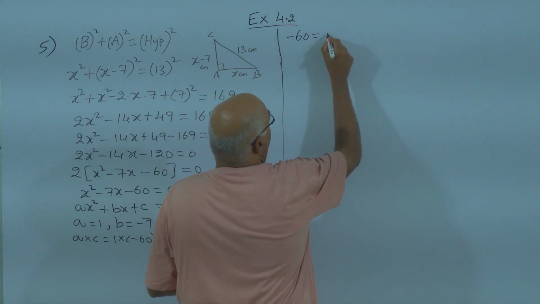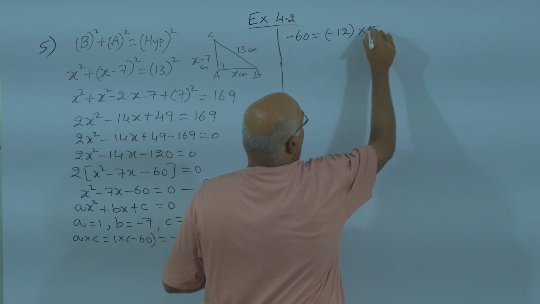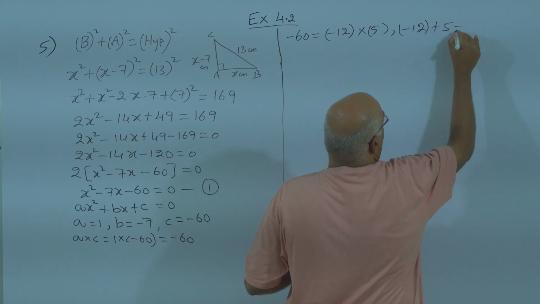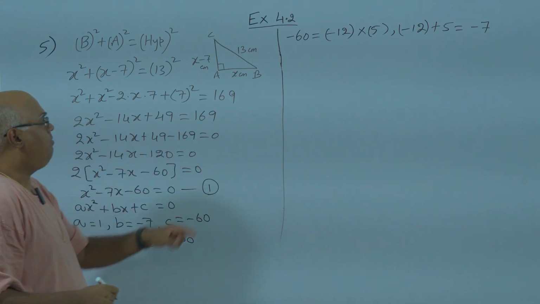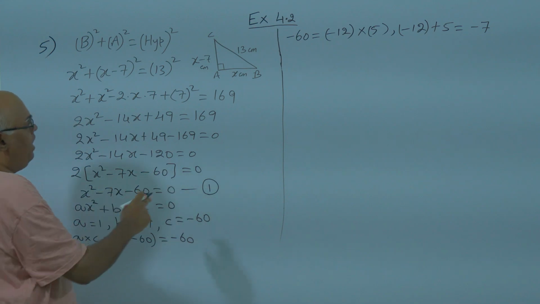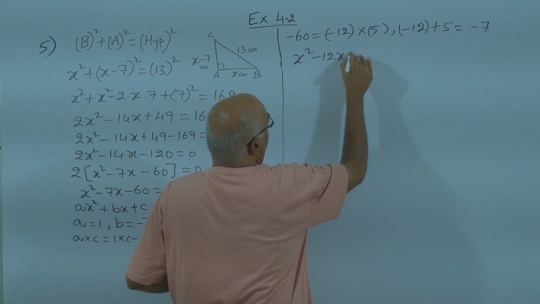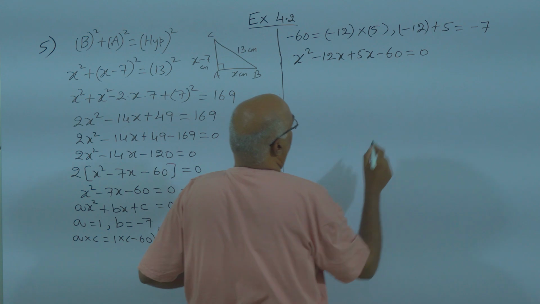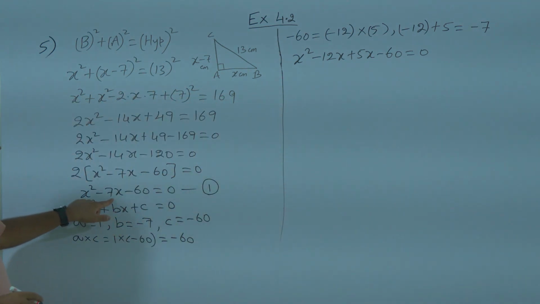I will write this minus 60 as minus 12 into 5. Minus 12 plus 5 is equal to minus 7. So when I am adding minus 12 with plus 5, I am getting minus 7, which is the value of b. So now the quadratic equation 1 can be written as x square minus 12x plus 5x minus 60 is equal to 0. See here, minus 12x plus 5x is minus 7x.